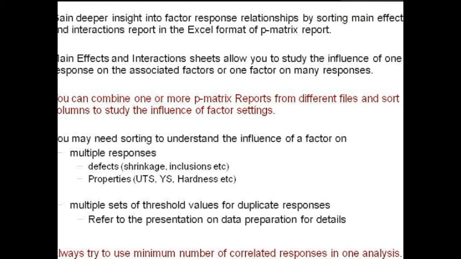So what we again say is that you need to use a minimum number of correlated responses in one analysis. So try not to have all 10 defects, because it will be much harder to create a proper confirmation trial plan. So try to be specific. Just have a couple of responses which really matter for your analysis.